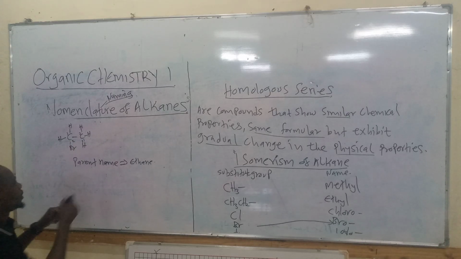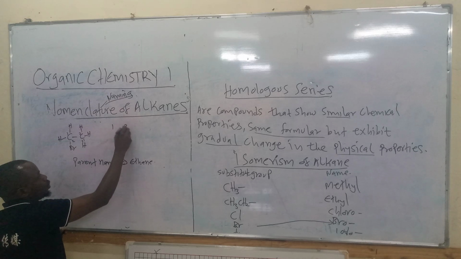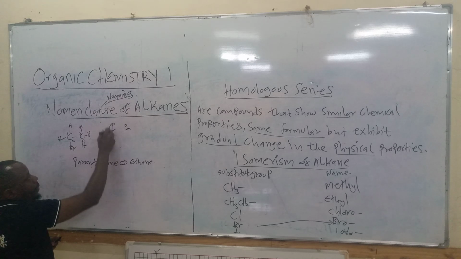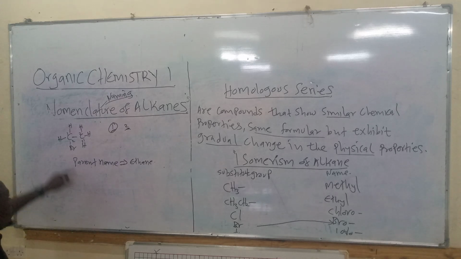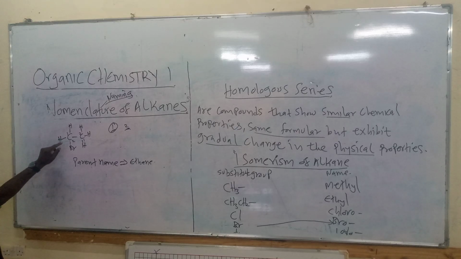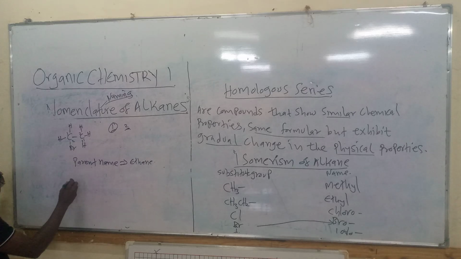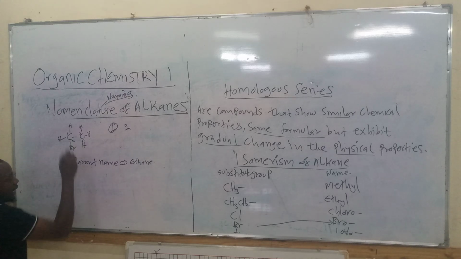Between 1 and 2, 2 is larger, so we go by the smallest, which is 1. So it should begin from this side, where bromine is attached to carbon number 1. So we shall have the name for this one, the IUPAC name.